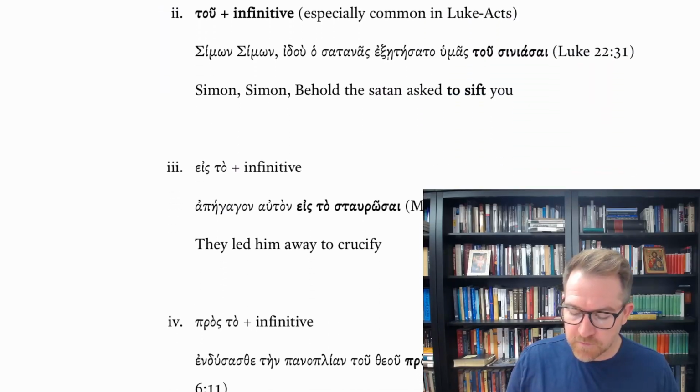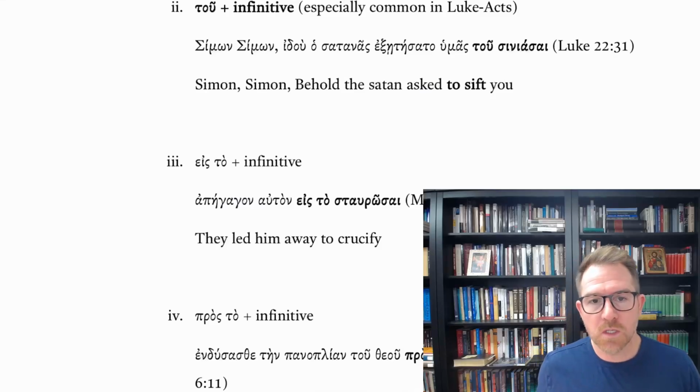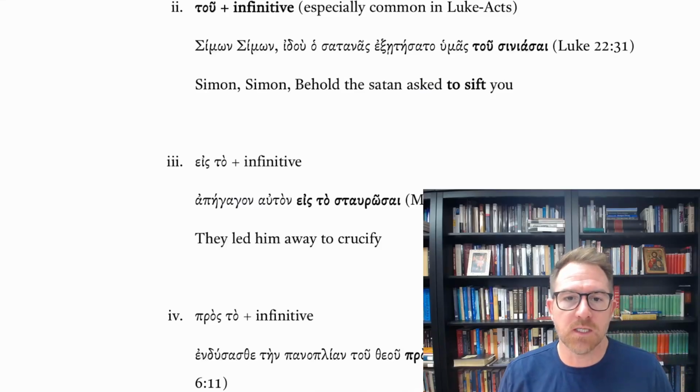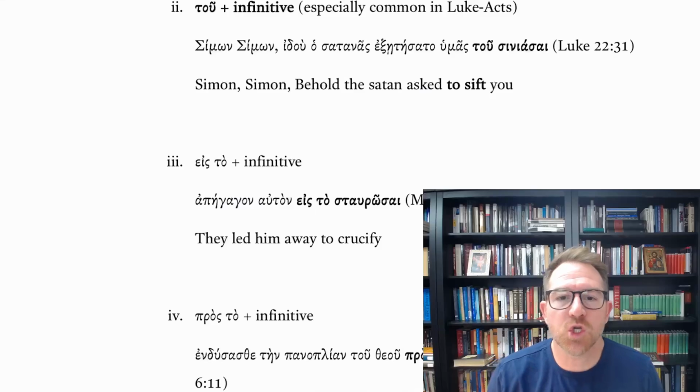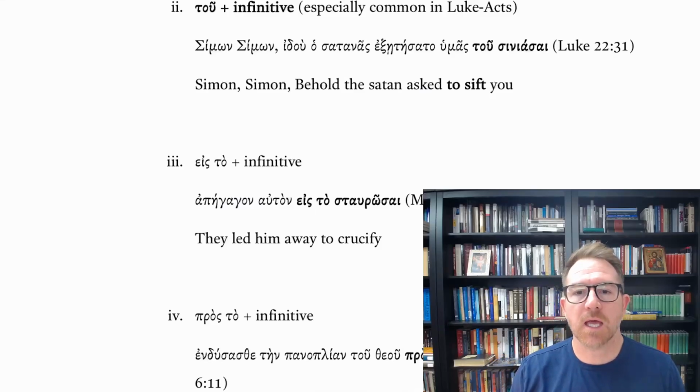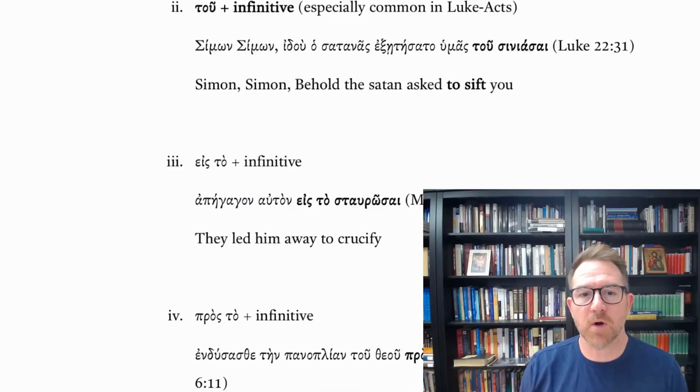The infinitive with tou, the genitive singular definite article. This is especially common in Luke-Acts. So in Luke 22:31, Simon, Simon, idou ho Satanas exaitesato humas tou siniasai. Behold, Satan asked to sift you, in order to sift you, right? Satan wants you. And so this is that purpose infinitive.